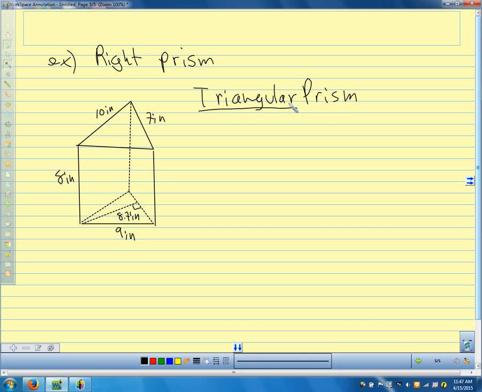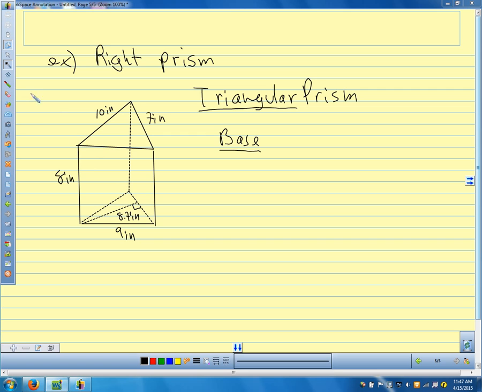Our bases are triangles. We have two congruent parallel triangles as bases. If it's helpful to you, draw out a picture of the base to help you find the area of the base, because our formula has the perimeter of the base and the area of the base in there. So let's draw a picture of the base.